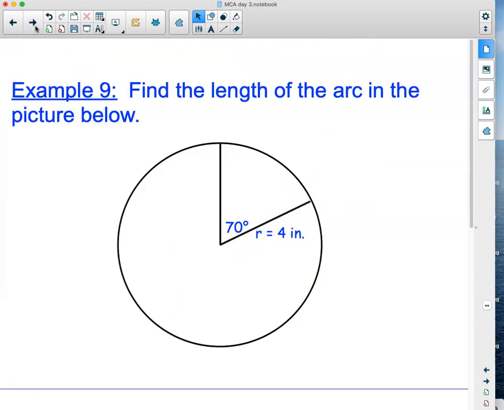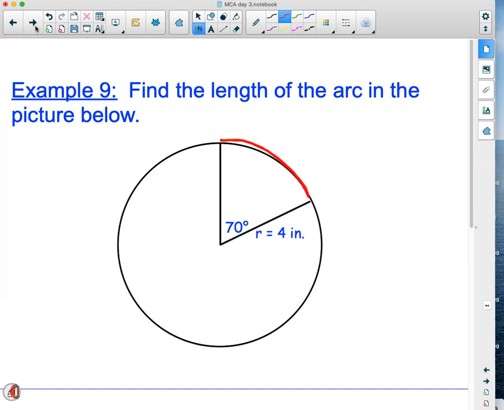All right, now this part, which yeah, I'm seriously thinking that this would have been something they would have cut in the spring last year for geometry. It says find the length of the arc in the picture below. Well, at the very least, they taught you what an arc was. I know that.